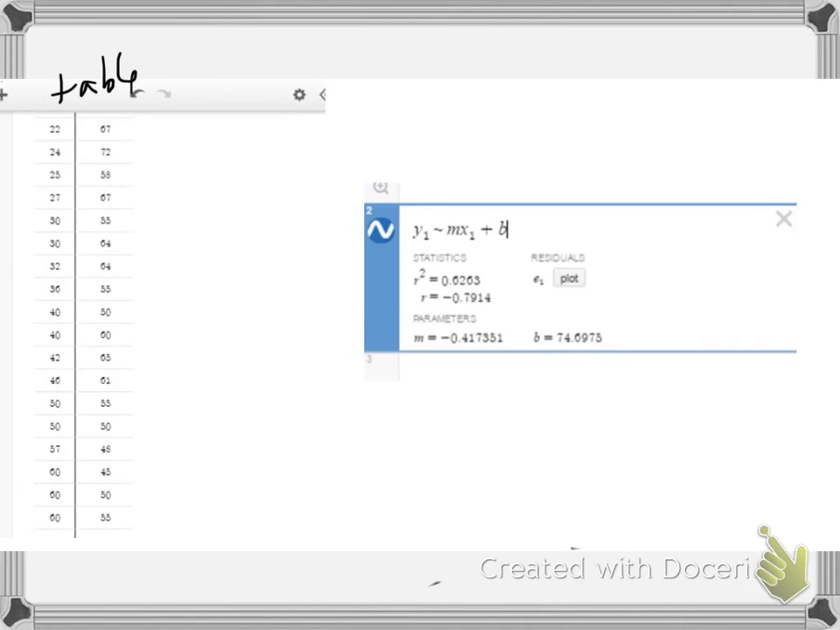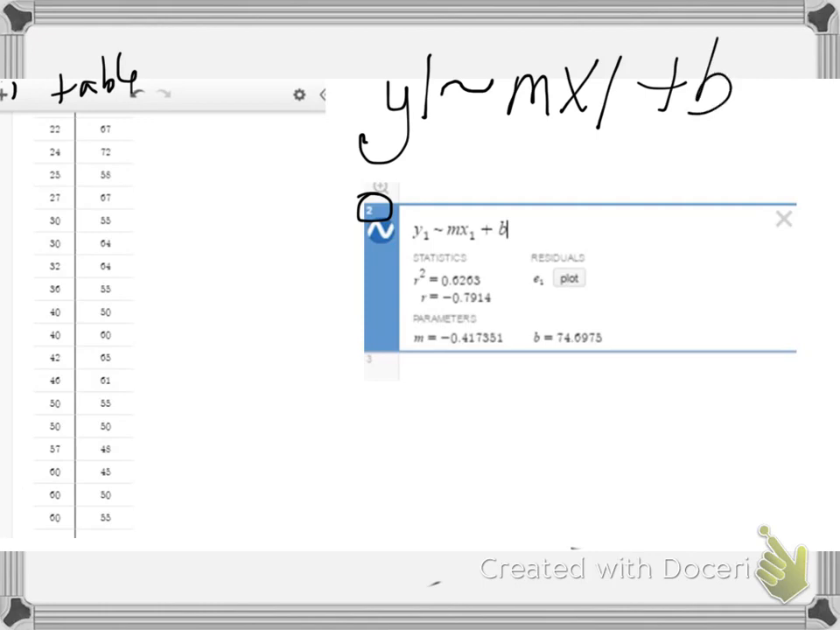Then you open up another box, box 2. This is box 1. You type Y1. You don't have to mess with sub 1. Just type Y1. You have your squiggle line, which in the first video I explained where to find. Click the ABC button and you'll find it. And then type MX1 plus B. The reason we're using 1 here is because the table is in the first box.